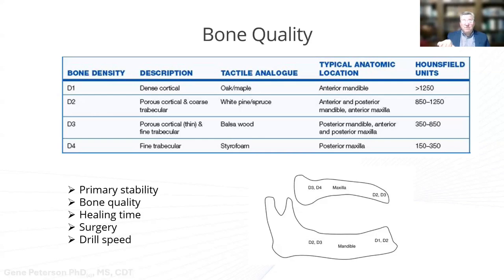Type 3 bone gets a little bit softer. So type 2 is going to be considered white or pine wood. Then you have type 3, which is more balsa woodish, like you'd make balsa wood airplanes. And then you have type 4, which you want to run from, that's Styrofoam. Okay, that's type 4, generally in the posterior maxilla tuberosity area.